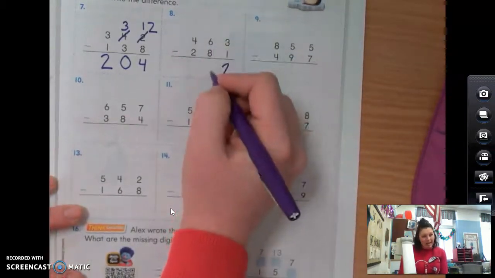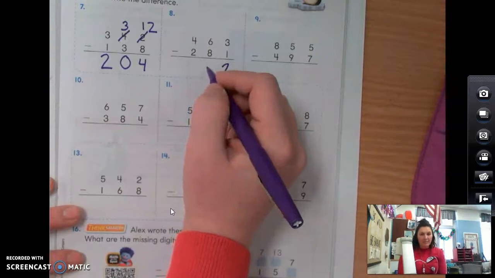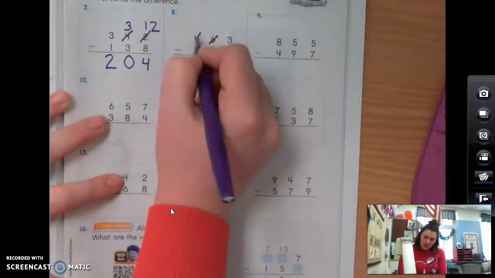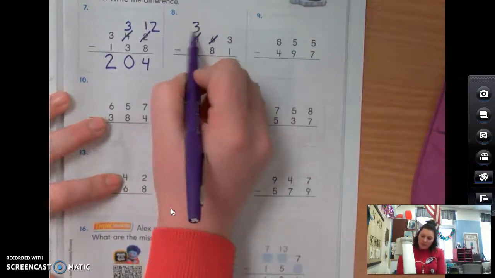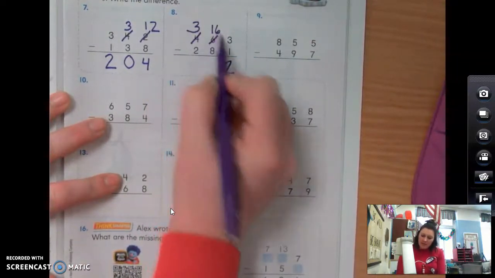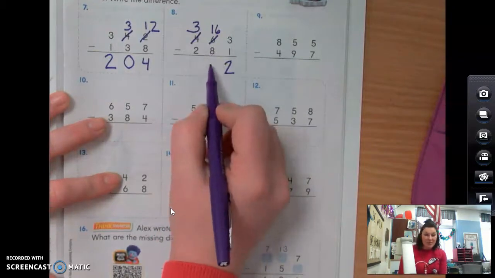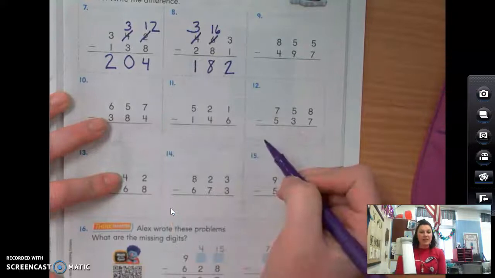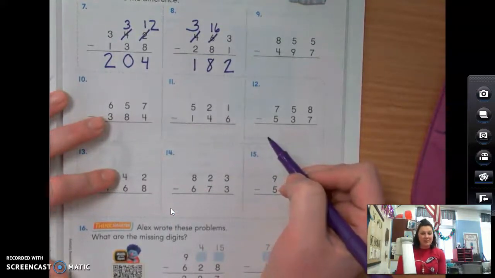6 take away 8. Can I do that? Nope, there's more on the floor, so I got to go next door. Cross out the 6, cross out the 4. The 4 becomes 3. The 6 becomes 16. 16 minus 8, what'd you get for that? 8. 3 minus 2 is 1. 182 was your answer there.